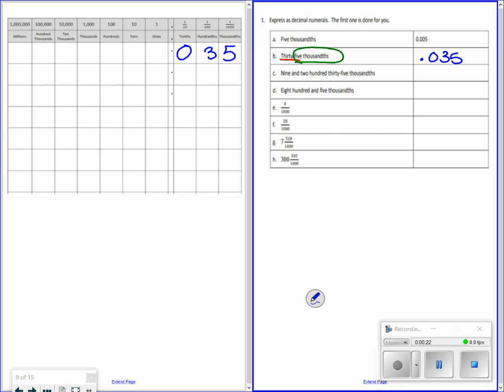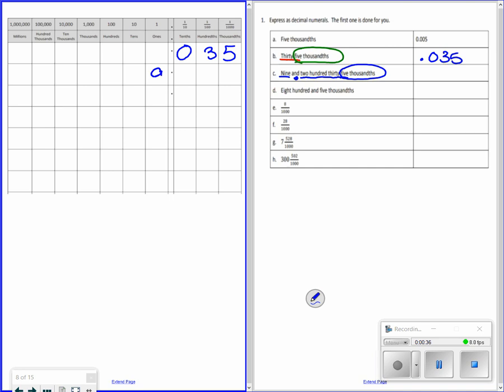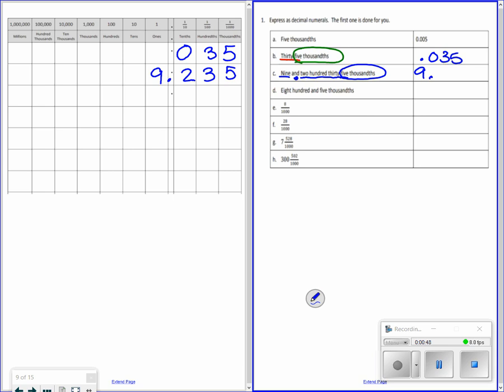I've got an "and," so that means a decimal. I'm making 9. So a 9 with the "and," 235, 5 in the thousandths, 235. So 9 and 235 thousandths.